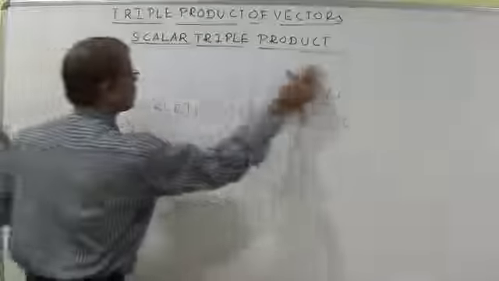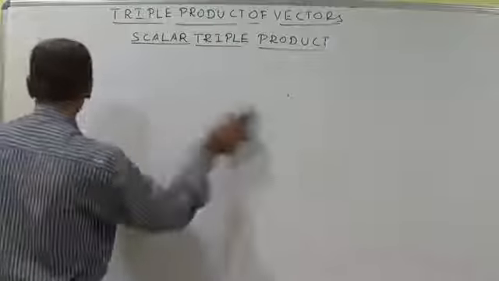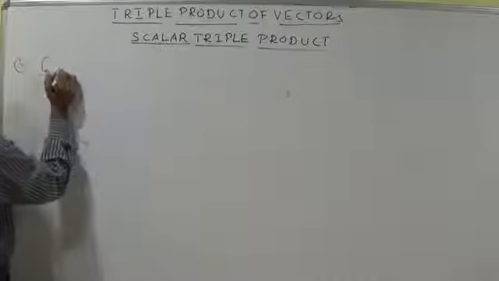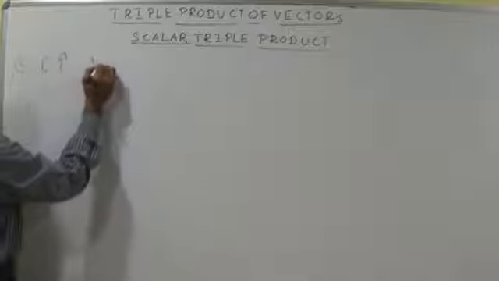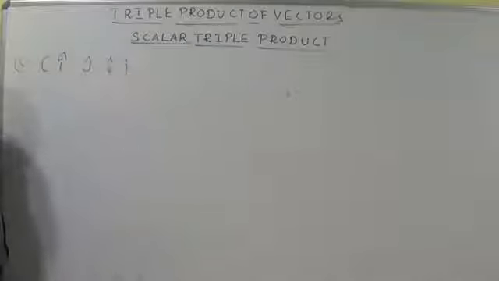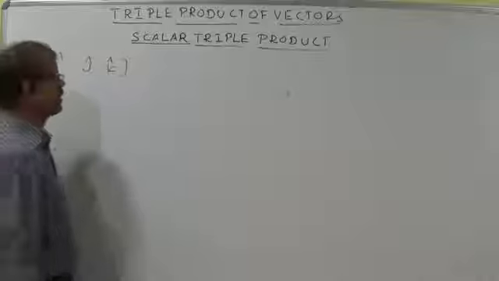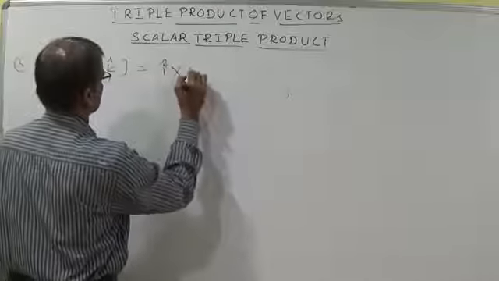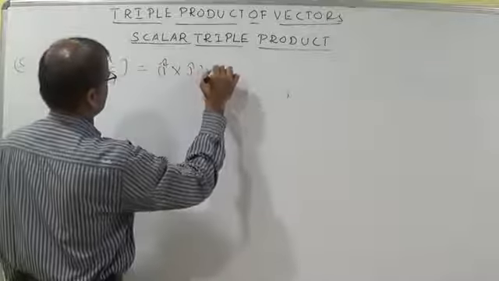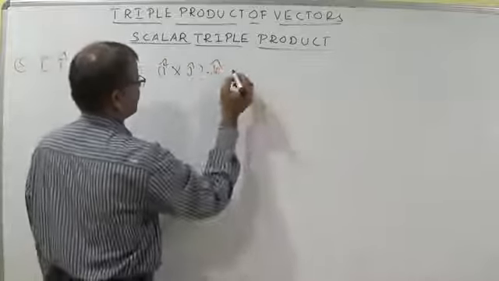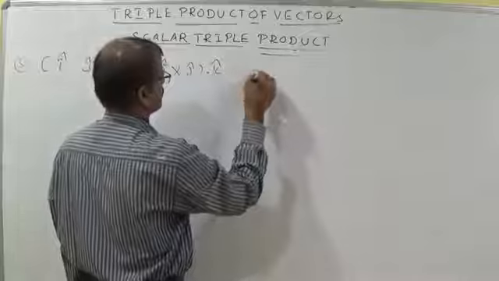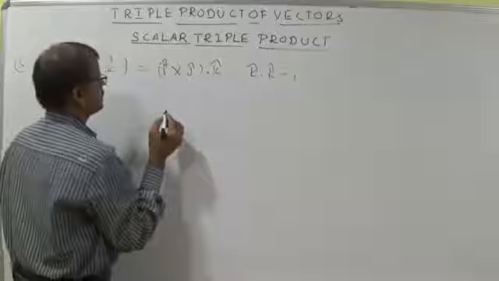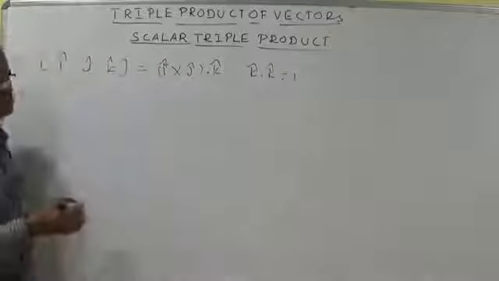Using this one, we can write IJK. Let us discuss the IJK concept. Let us write box IJK, wherever I bar, J bar, K bar are unit vectors along the x, y, z axes respectively. We can write here I cross J dot K. We know that the value of I cross J is K, and K dot K is equal to 1. So box IJK can be represented as 1.